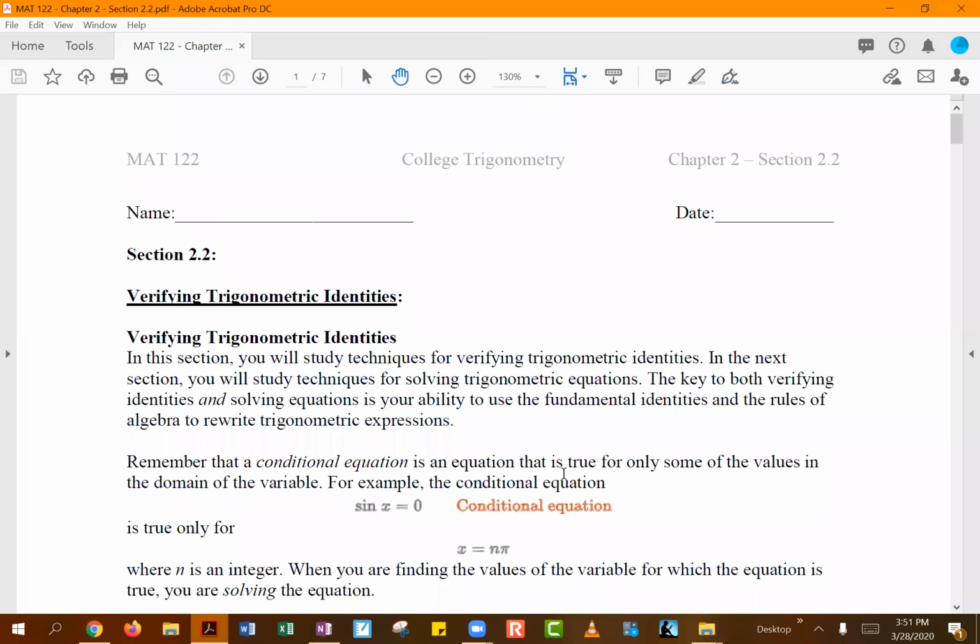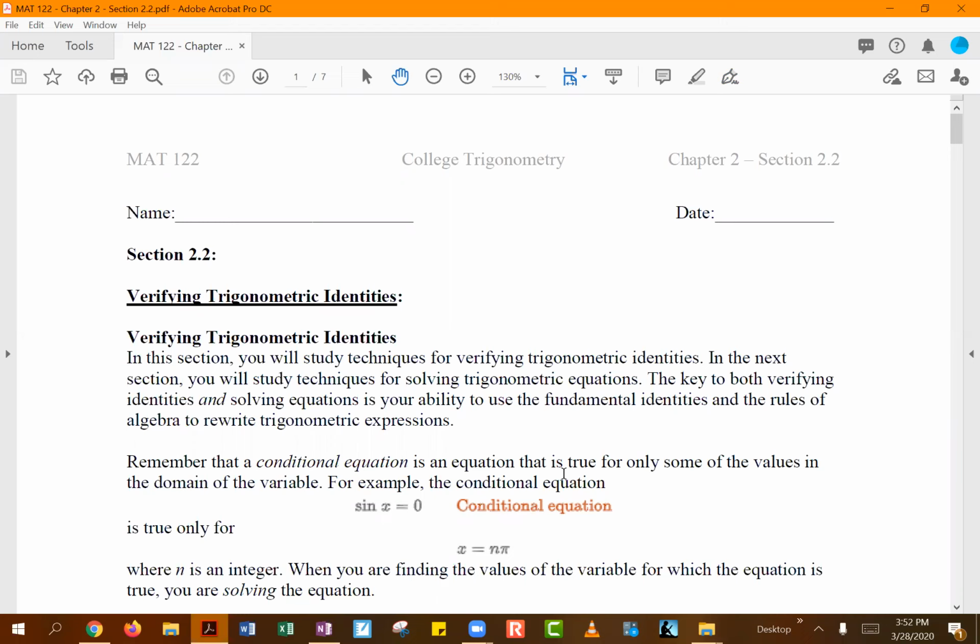Hi guys, so we are looking at section 2.2 today. This section is going to be over verifying trigonometric identities, as you can see. So we'll talk about how we can verify these trigonometric identities. And then in the next section, we will actually talk about how to solve trigonometric equations.